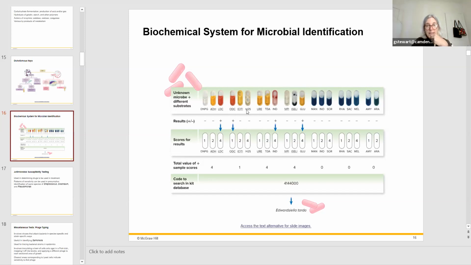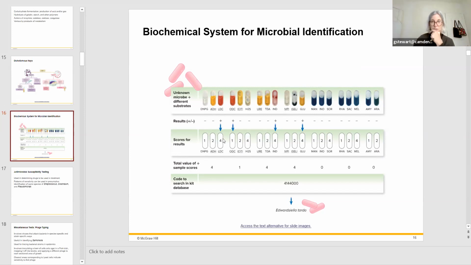This one, H2S, is one you're going to do. And I don't think any of the rest of them are particularly. And then you record scores based on whether or not it's positive or negative for each test. And there's a booklet that comes with it that tells you what color is positive and what color is negative. And then you add up the scores in these little sets.